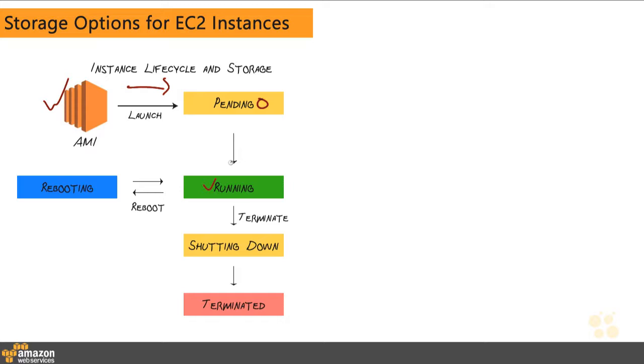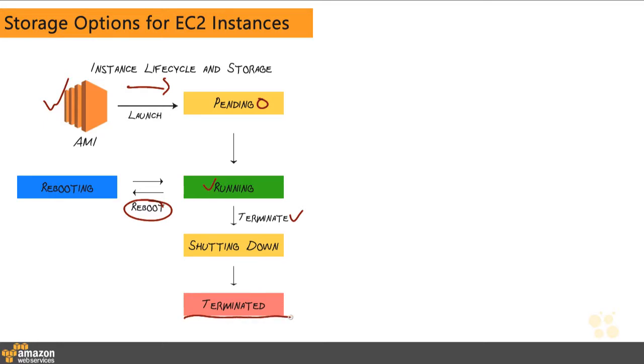A machine inside of a running state can be rebooted, so obviously sometimes you need to reboot your computer. You can always reboot a machine, and it'll go from the rebooting state to the running state again. You can also terminate an EC2 instance, and terminating an instance is essentially deleting it. It's getting rid of it. It's telling it to go away, go bye-bye. The machine will cleanly shut down the operating system, and then it will terminate.